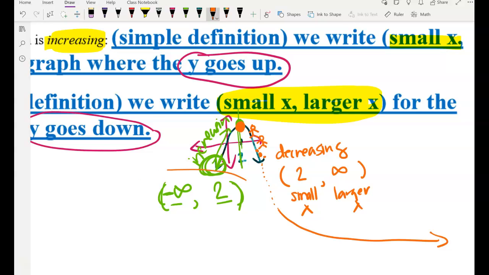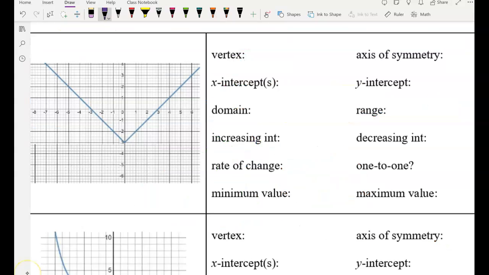Now, increasing is from negative infinity to 2. Here's the first example. Looks like we have a V shape. Let's add on arrows on the end, students. We are going to fill out all of the characteristics, which are on the right side.